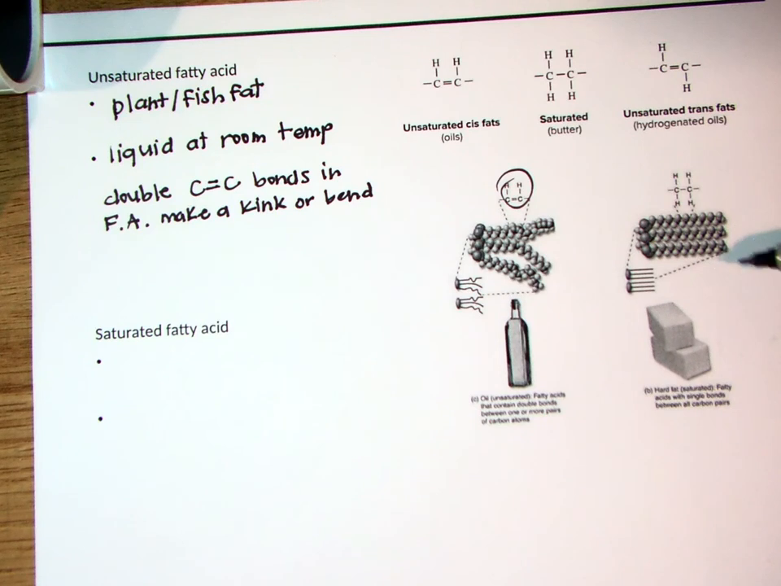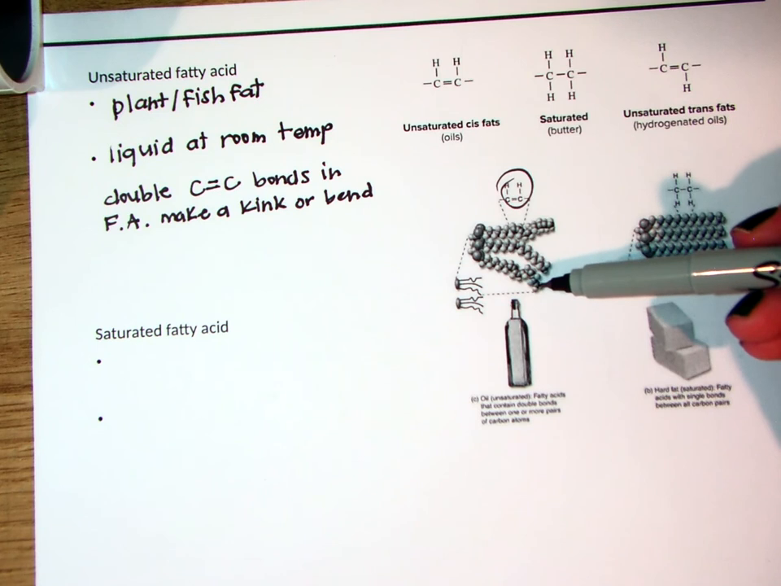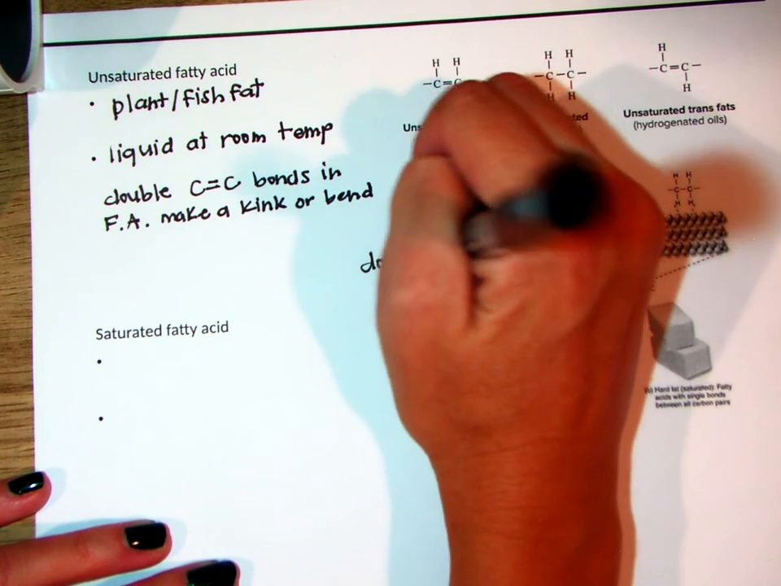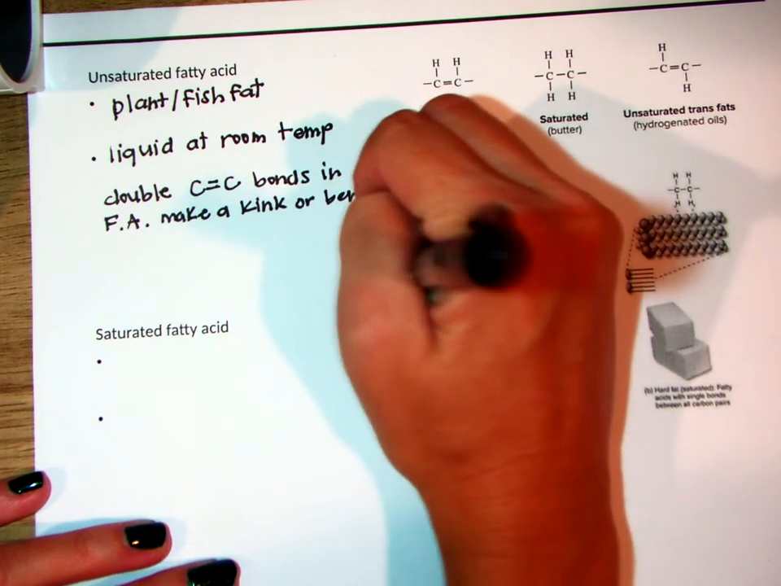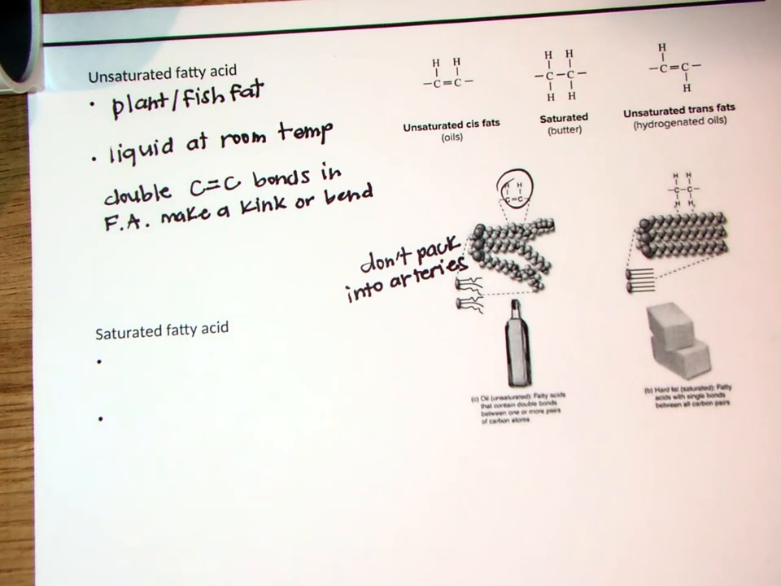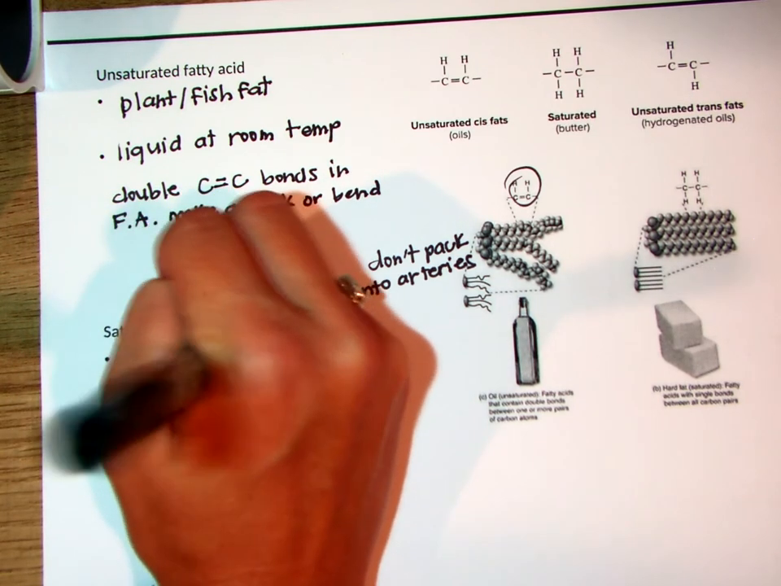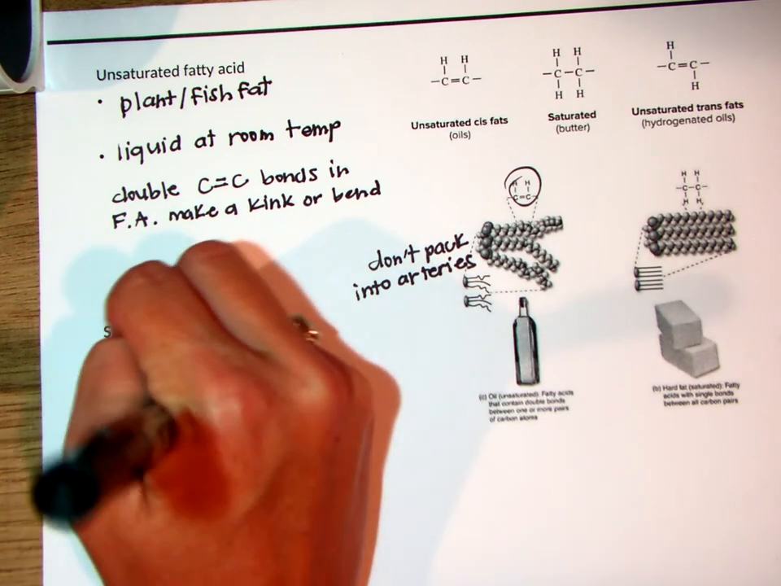Over here, we have the saturated fatty acid. Oh, also, since they can't pack together well to be a solid at room temperature, they also don't pack into your arteries like saturated fatty acids. So saturated fatty acids come from animal fat, and they are solid at room temperature. Think like butter.